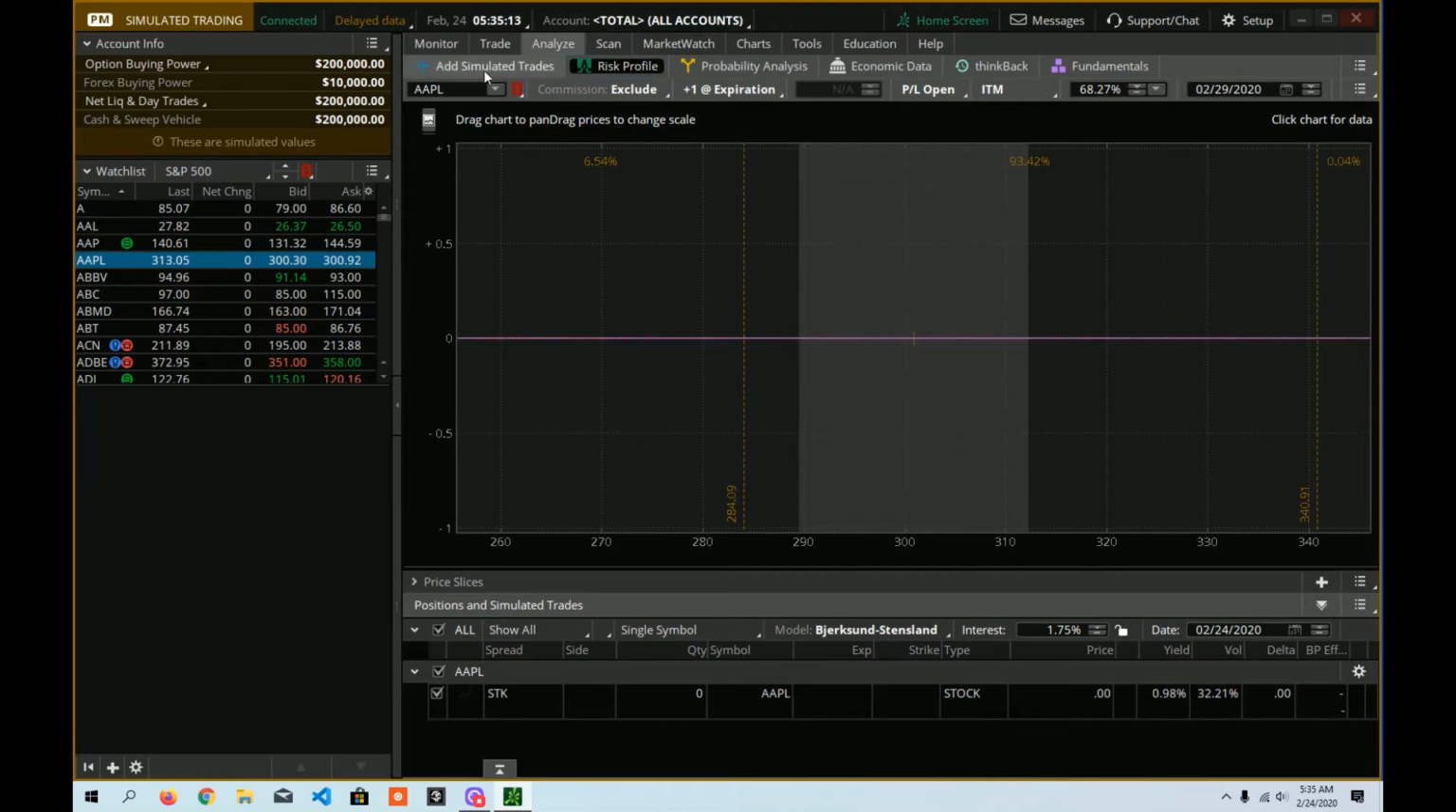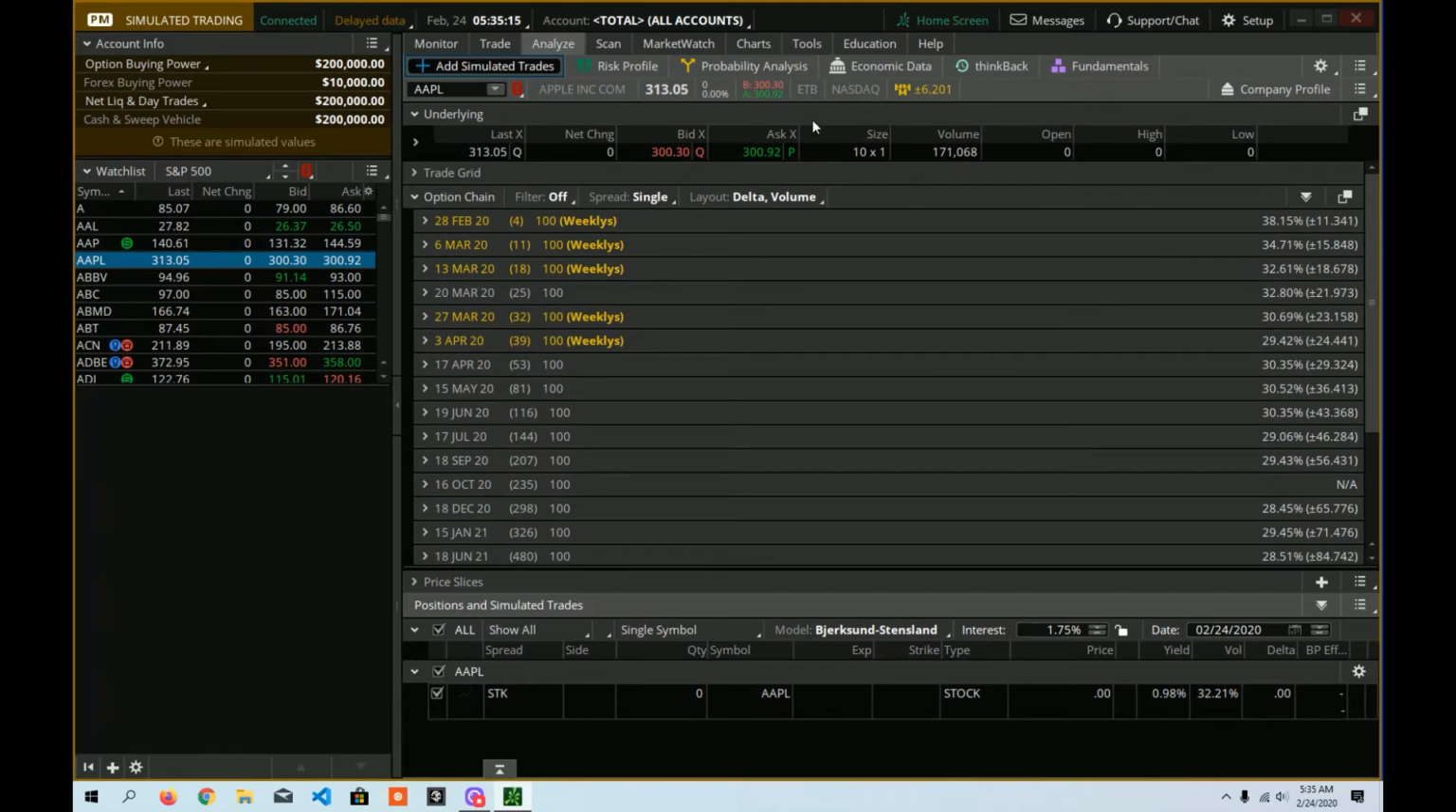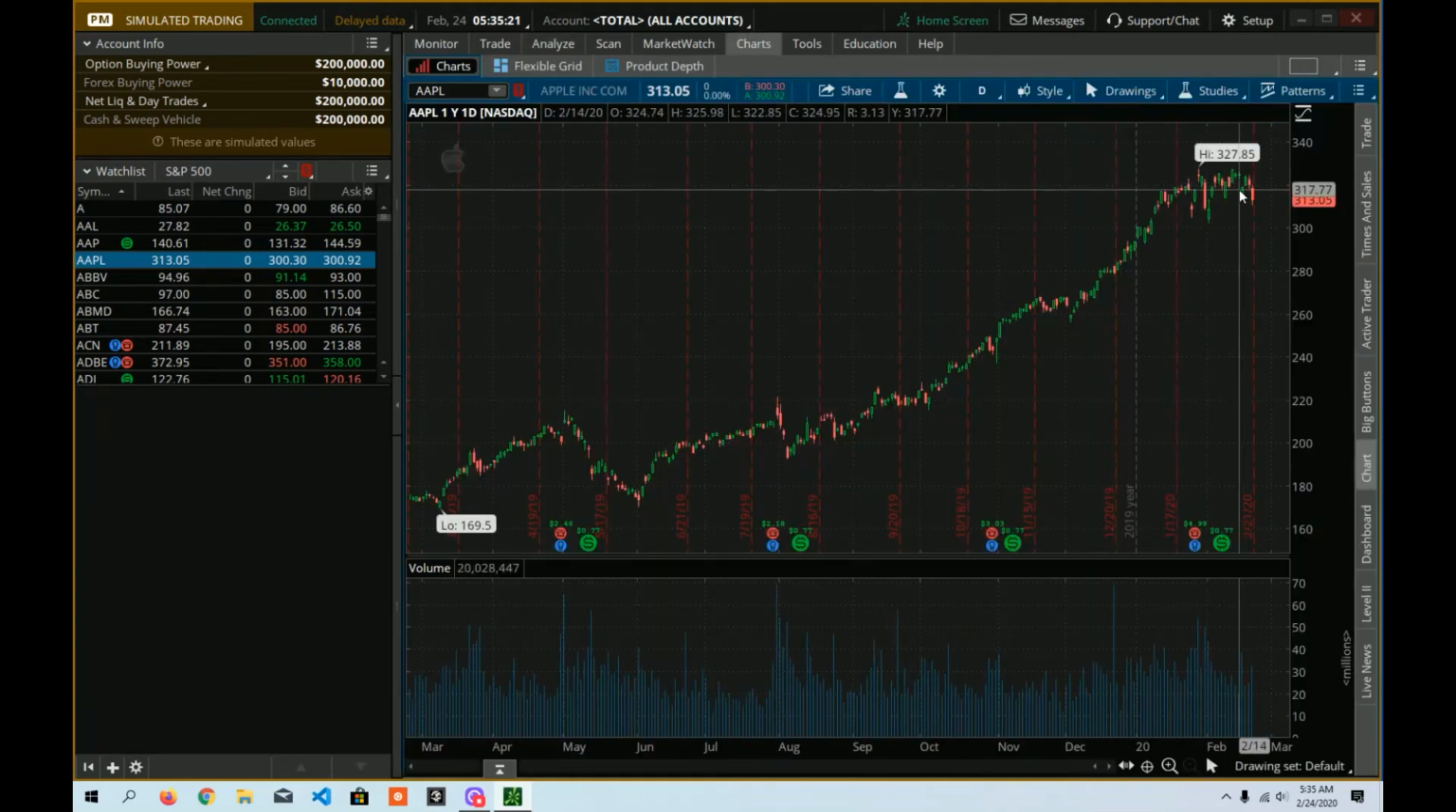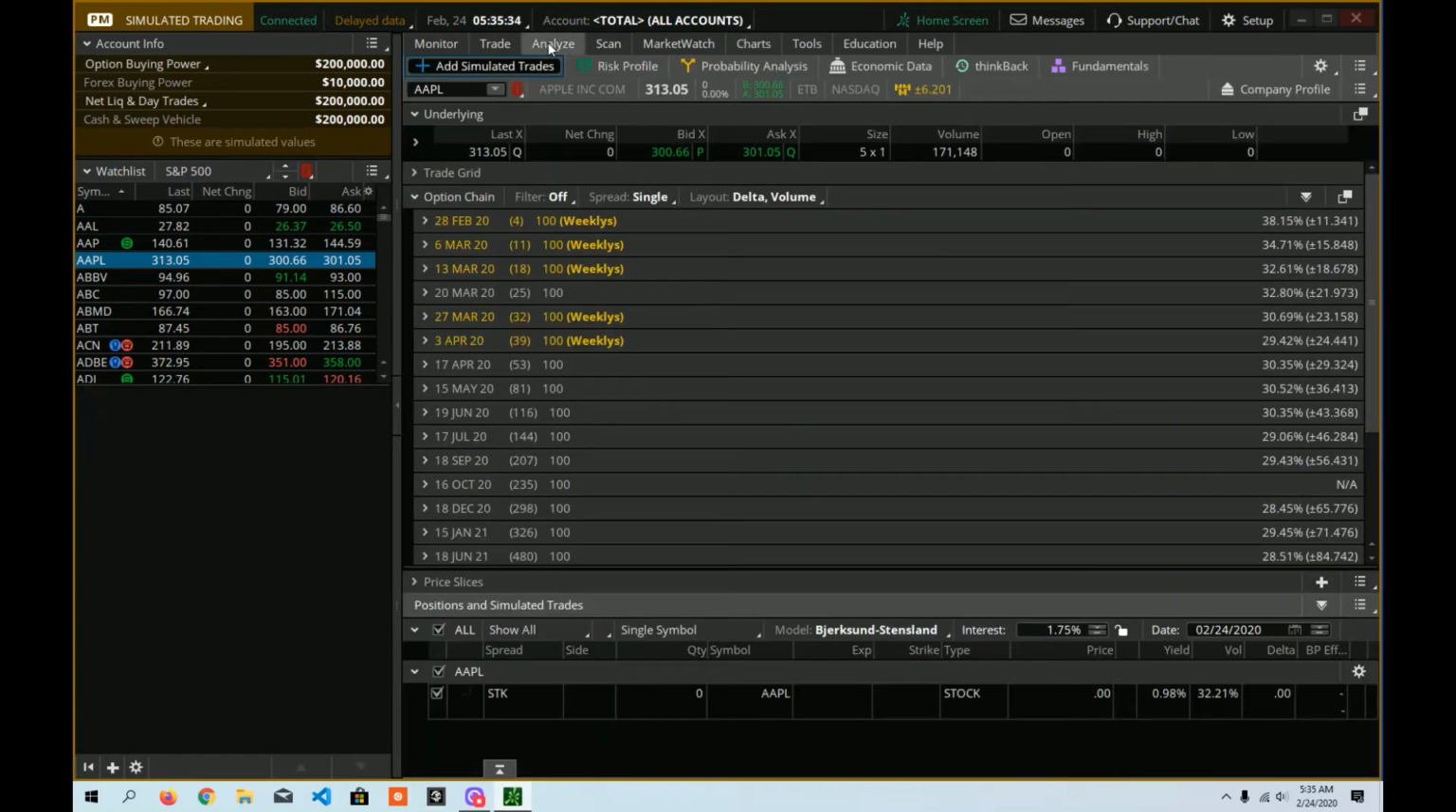I'm going to go back to this add simulated trade, and instead of going long, let's say I think Apple's going to continue to go down, because when I look at this chart, my analysis says it broke through the most recent resistance, and I'm a technical analyzer. I'm coming down to maybe here, 299, 300. Okay, cool. So now you want to take a short position.